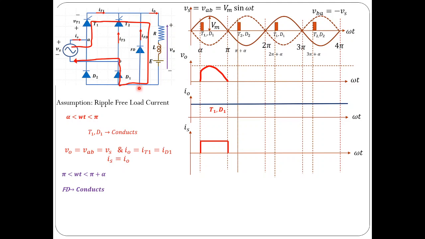So during this period, you can see at omega t equal to pi, the source voltage is becoming negative. So load voltage is just trying to become negative. By the time it becomes negative, this freewheeling diode would be forward biased. For negative output voltage, the freewheeling diode is going to be forward biased. So the load current would transfer, or simply shift, from the conducting path through T1 and D1 to the freewheeling diode during this period.